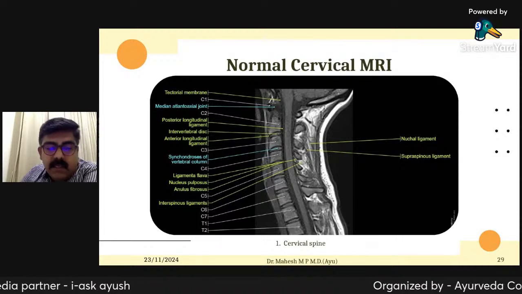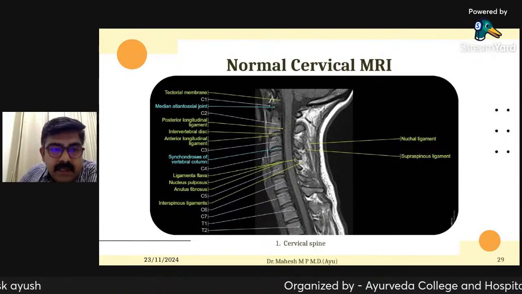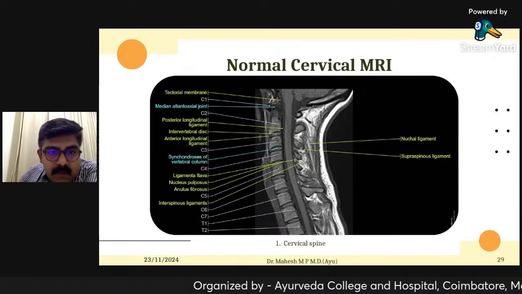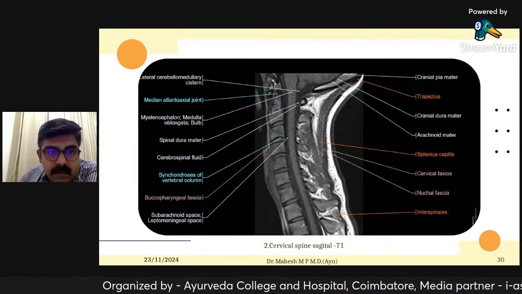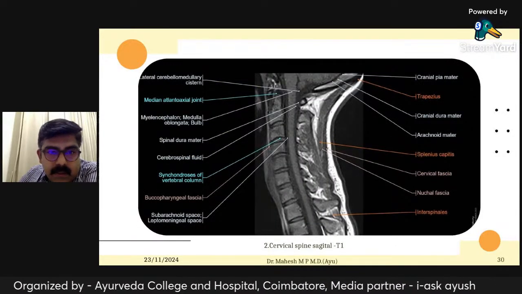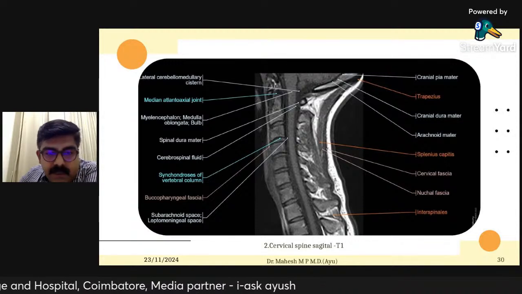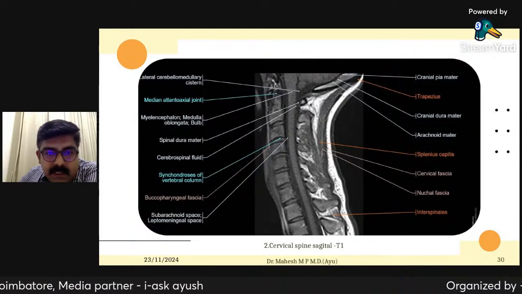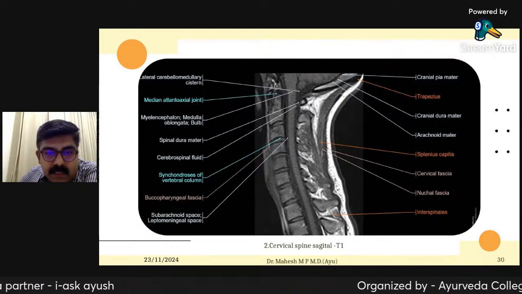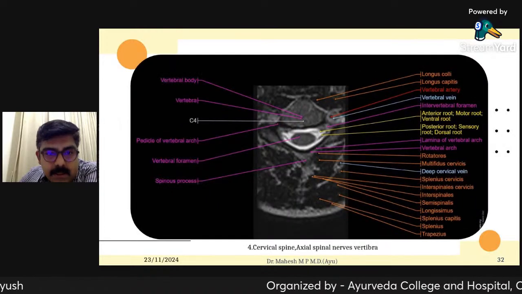You can see the normal cervical MRI over here. Regarding the different aspects, the sequences are considered according to the changes in the sequences.